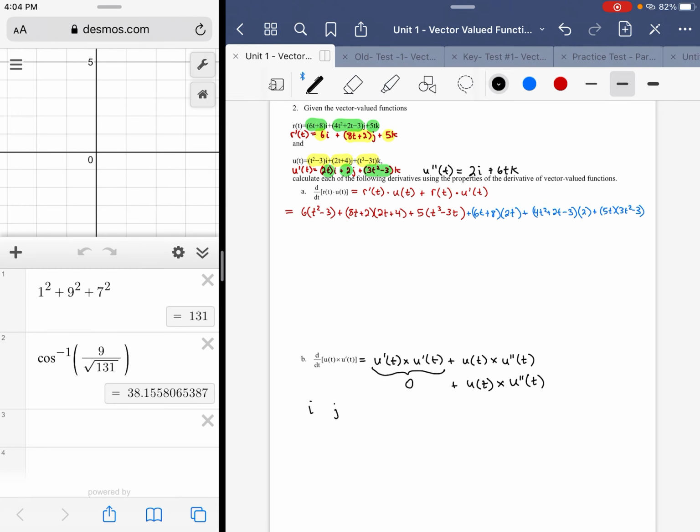All right, so i, j, k. U was pretty beefy to begin with, but fortunately we have at least a zero to be able to play with here. So t squared minus 3, 2t plus 4, and t cubed minus 3t. Now my second derivative, 2, 0, and 6t.